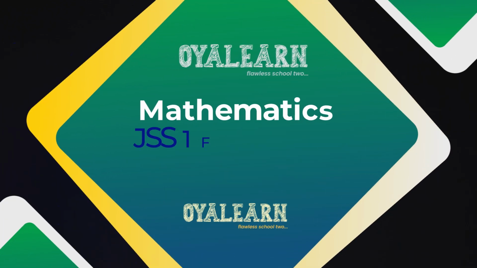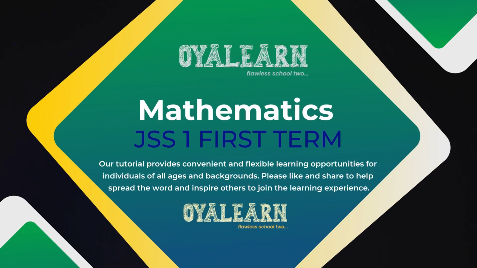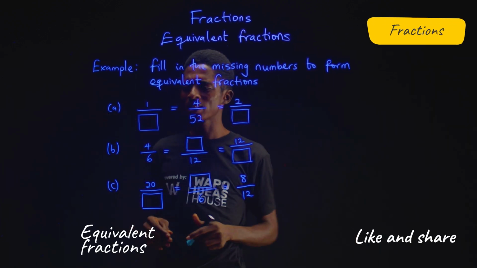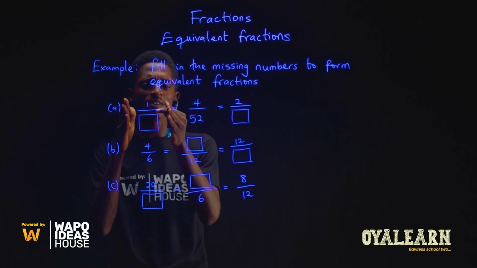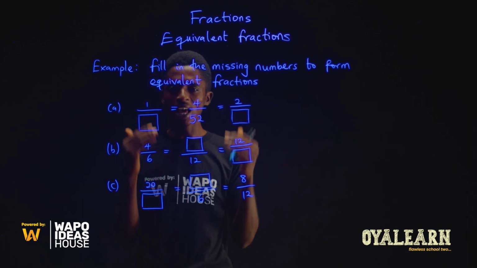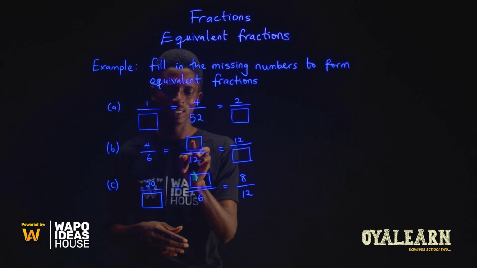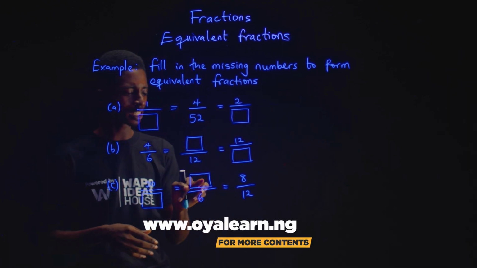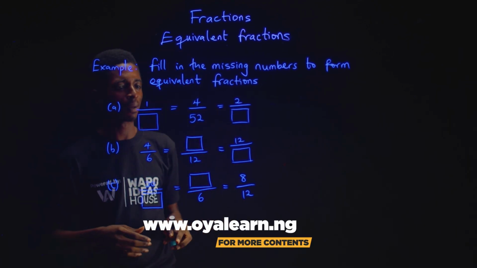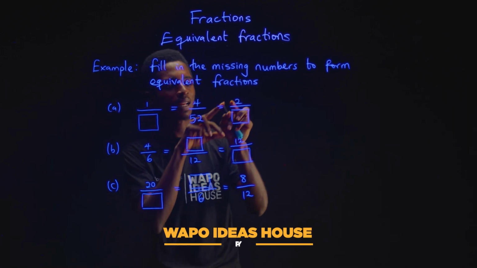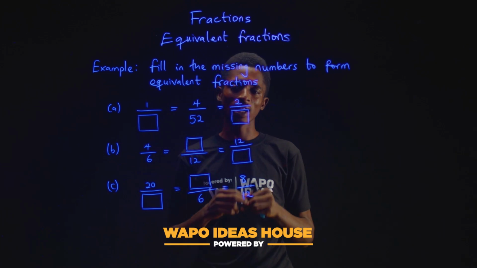Fill in the missing numbers to form equivalent fractions. In this task, as we can see here, we are made to believe that these are supposed to be equivalent fractions, but some numbers are missing. So we have to fill up these spaces provided with numbers that will then make this fraction equivalent to this as well as equivalent to this fraction.